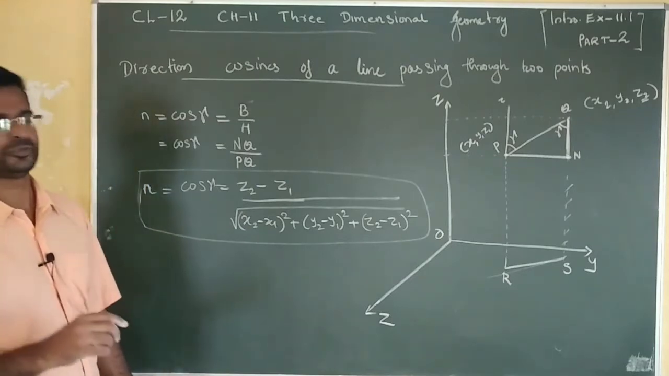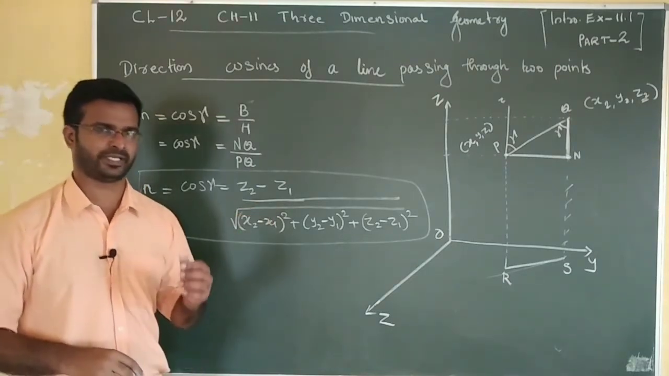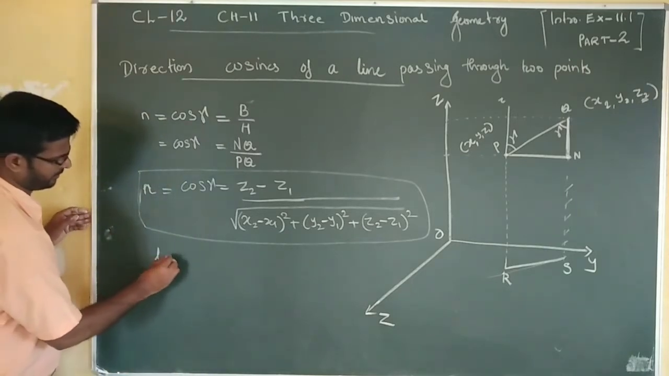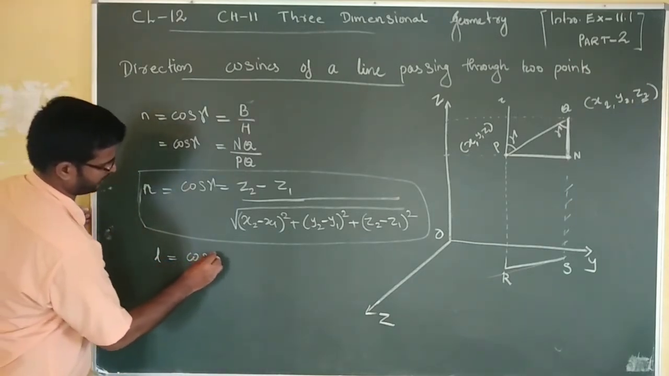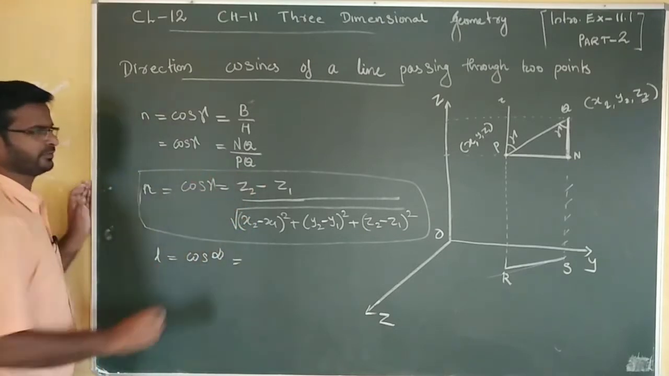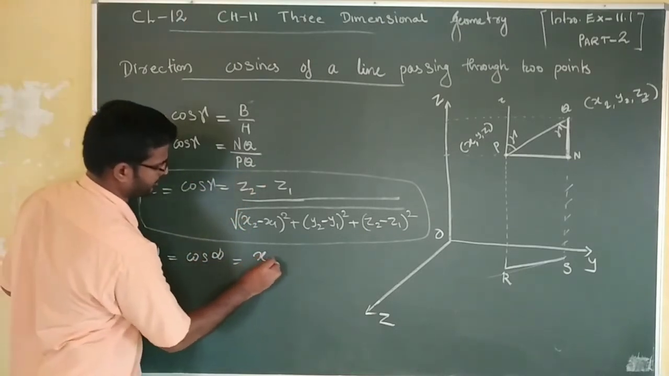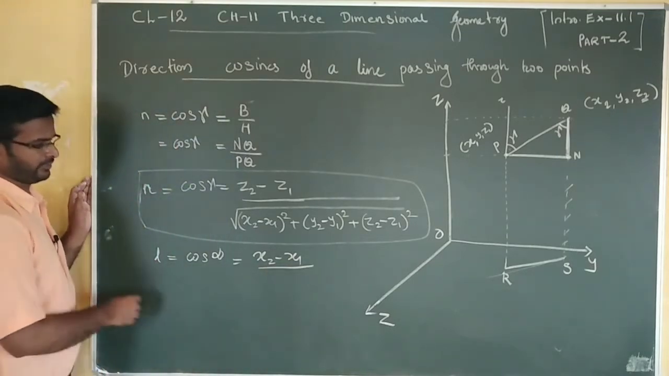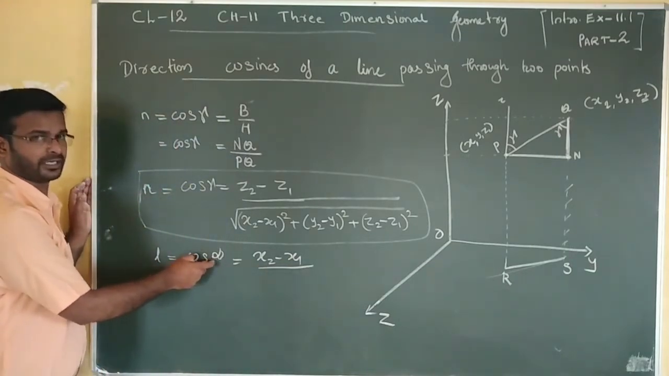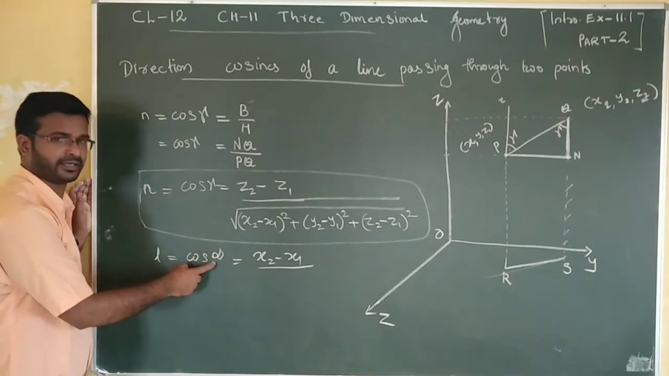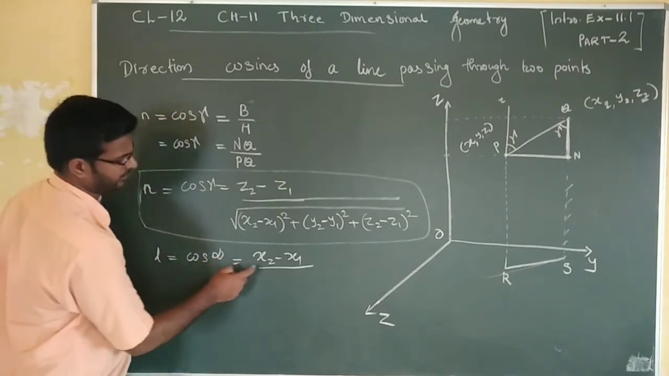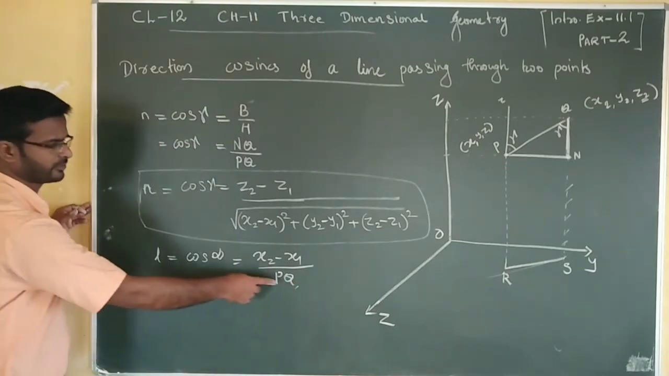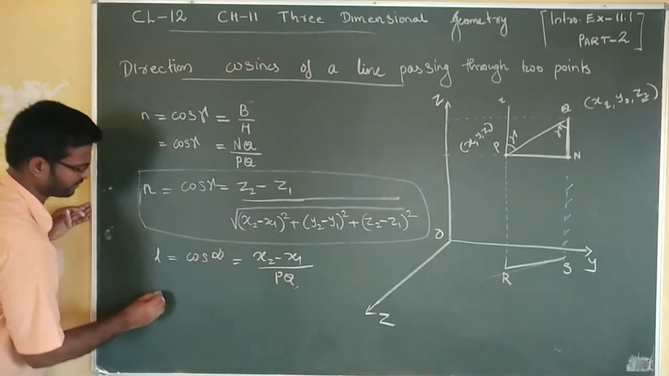In case they are given 2 points, using by this formula we can find out direction cosines. Then L means cos alpha. Using by same formula we can write x2 minus x1 divided by PQ. Why we are using x2? Alpha means the angle between a line and our x-axis, isn't it? PQ is distance between P and Q. I can use distance formula.